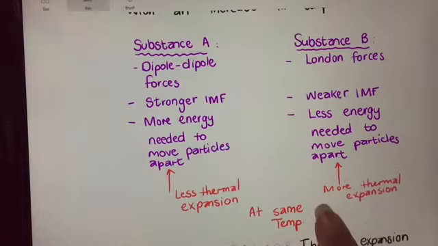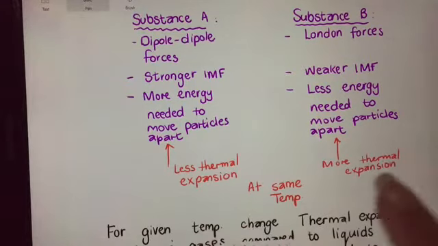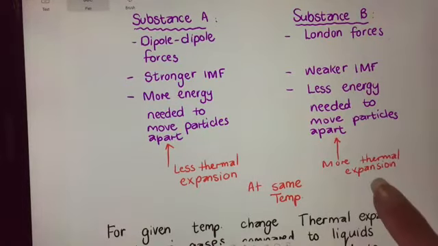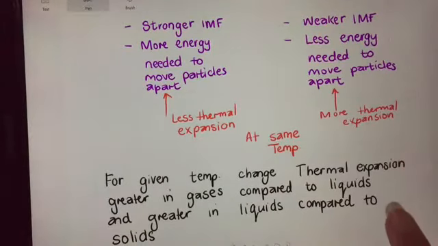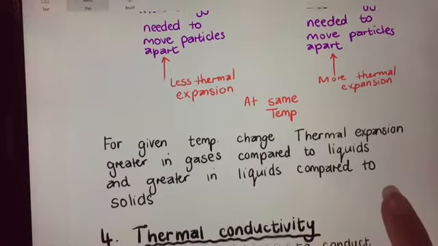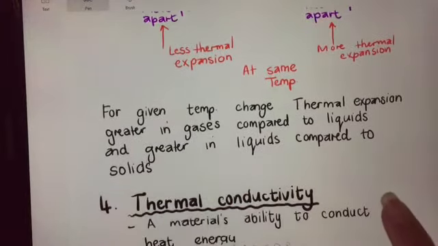So that is why at the same temperature, substance B will undergo more thermal expansion compared to substance A, because substance B needs less energy to separate the particles. So we can then also say for a given temperature change, thermal expansion will be greater in gases compared to liquids, because in gases we've got the weaker intermolecular forces, and greater in liquids compared to solids, because in solids we've got the strongest intermolecular forces, which requires the most energy to overcome these forces.